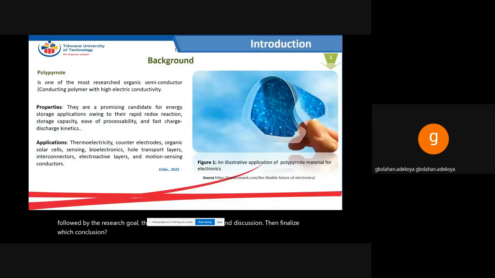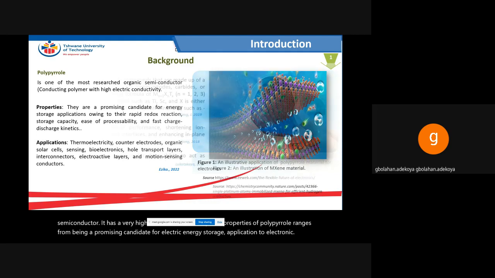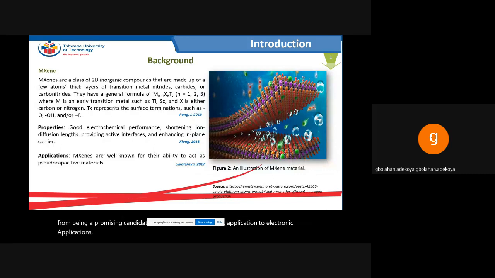All right, so a little background on the materials. First, polypyrrole. What do we know about polypyrrole? Polypyrrole is one of the most researched organic semiconductors. It has a very high electrical conductivity. The properties of polypyrrole range from being a promising candidate for electric energy storage applications to electronic applications.